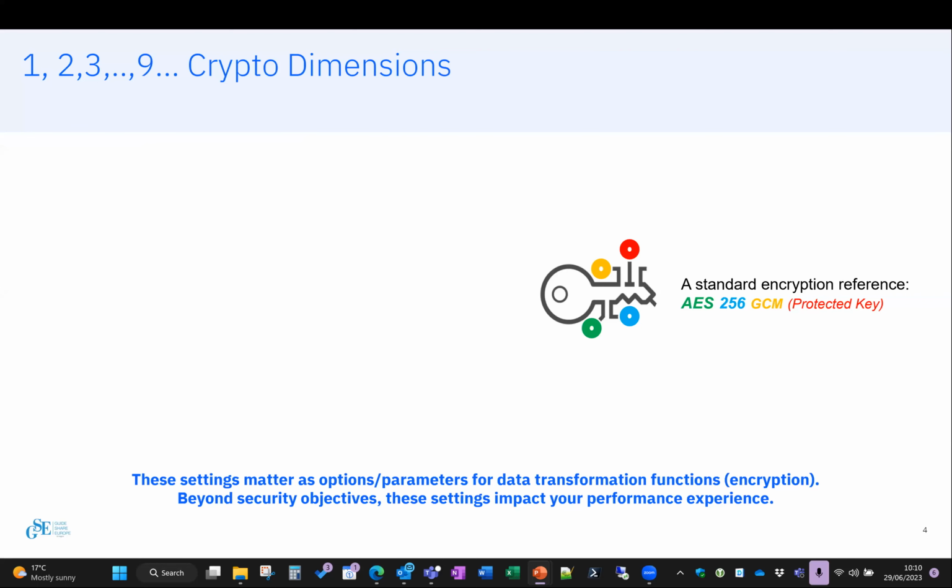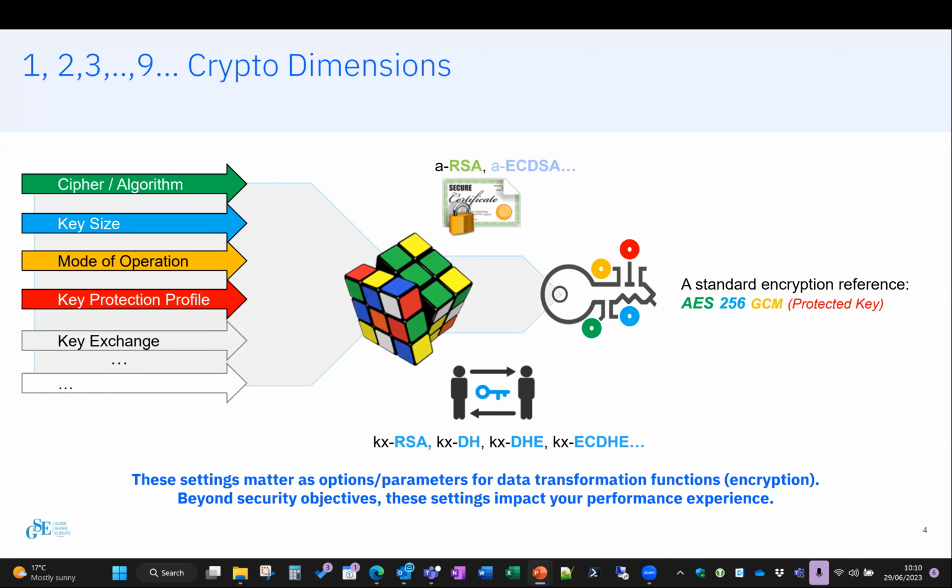Particularly regarding the network, we have to take into account more dimensions. And when I say dimension, it means options. And when I say options, it means that you can combine different options in order to perform cryptographic operations for the networks. So selecting a bad algorithm, a bad key size, the wrong key protection profile, or the wrong key exchange mechanism, you can miss your security objective and your performance objective.